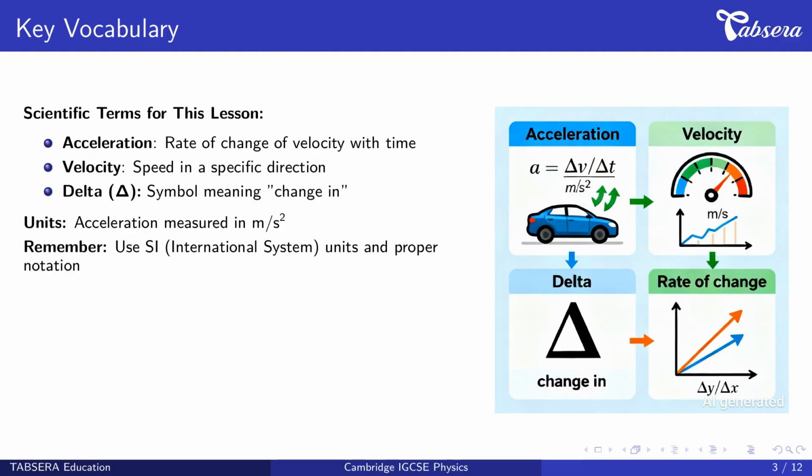Third, delta, the Greek letter that means change in. When you see delta v, it means change in velocity. The units for acceleration are meters per second squared, written as m/s². Understanding these terms precisely is crucial for Cambridge IGCSE success.